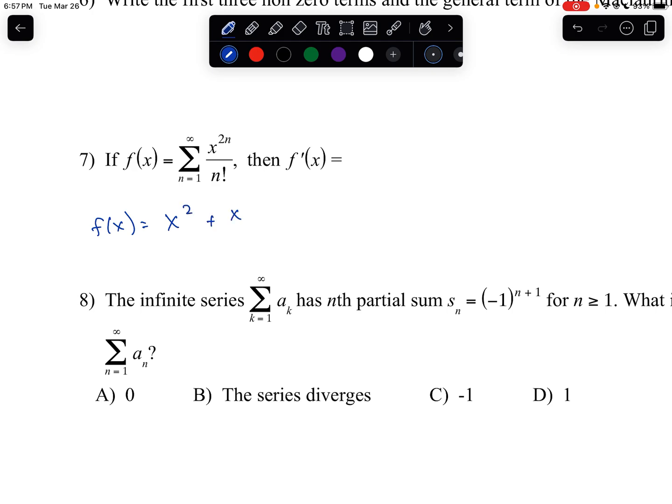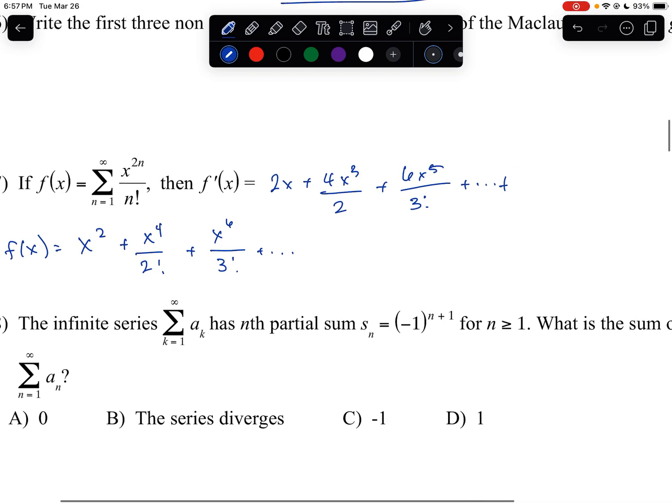I plug in 2, I'm going to get x to the 4th over 2 factorial. Plus, if I plug in 3, that's going to become x to the 6th over 3 factorial, and so on and so forth. So f prime of x, well, let's take the derivative. That would be 2x, right? Plus, if I drop the 4, that's going to become x to the 3rd over 2. That's going to become 2. Plus 6x to the 5th over 3 factorial. 3 factorial is 6, so those would cancel, right? Plus dot dot dot plus.